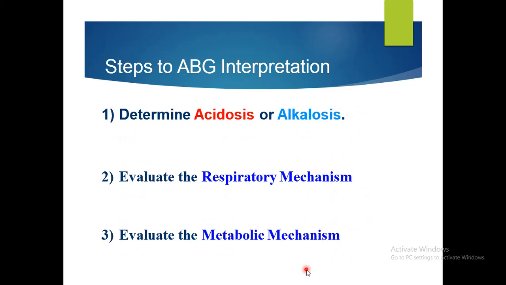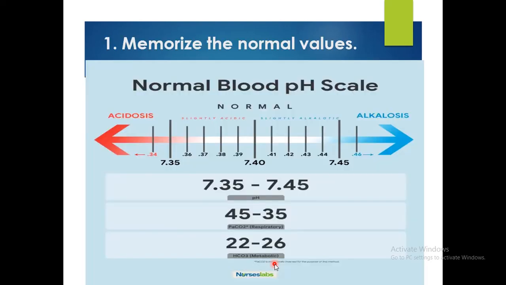And then there are 8 steps for interpretation of ABGs. These include: number 1, first of all you have to determine whether it is acidosis or alkalosis. That you will decide from the pH value. And then number 2, evaluate the respiratory mechanism, which means find out what is the situation of carbon dioxide concentration. Then evaluate the metabolic mechanism, that is find out whether bicarbonate is high or low.